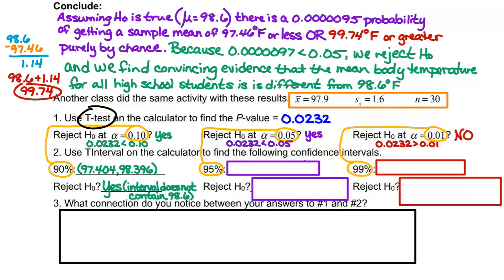I want you guys to do the same thing at the 95% and 99%. Decide whether we're going to reject or fail to reject the null hypothesis. Take about a minute and a half.